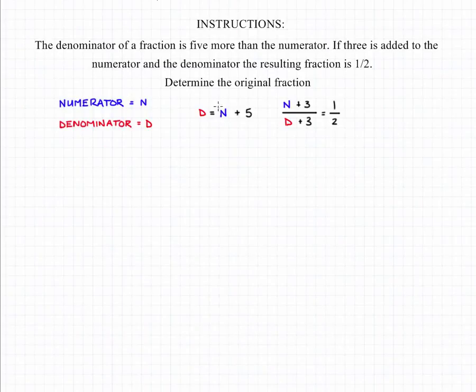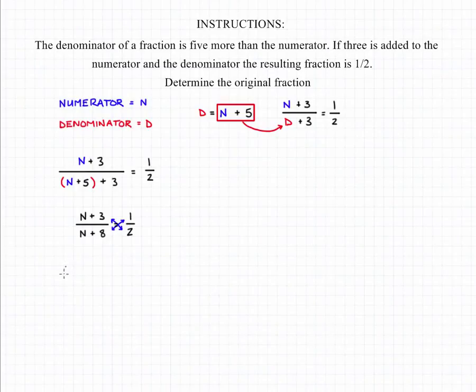So we can take this information and substitute in n plus 5 for d in our second equation. So if we rewrite it, we'll have n plus 3 in the numerator, and then what was d will become n plus 5, and to that we will add 3, just like in our original equation, and this all has to be equal to 1/2. We can simplify our denominator a bit and call this n plus 3 over n plus 8 is equal to 1/2. And now we can cross multiply.